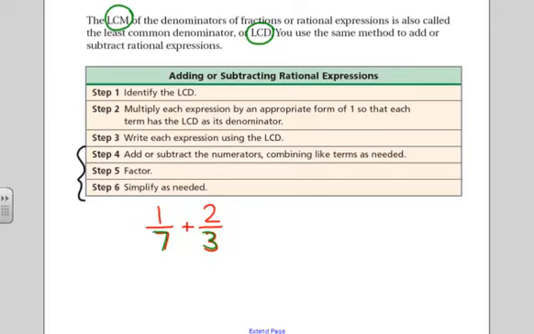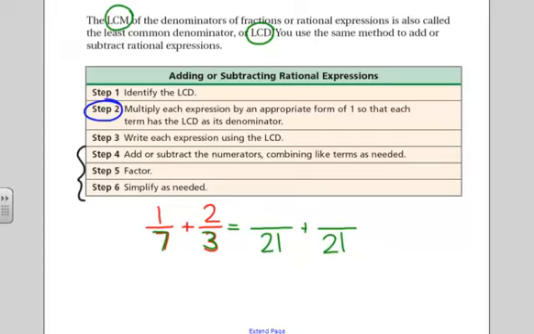We need to find the lowest common denominator, the smallest number that 7 fits into and 3 fits into. So that number would be 21. So then we're going to rewrite both of these fractions as something divided by 21. So in order to do that, we need step 2. Multiply each expression by an appropriate form of 1.